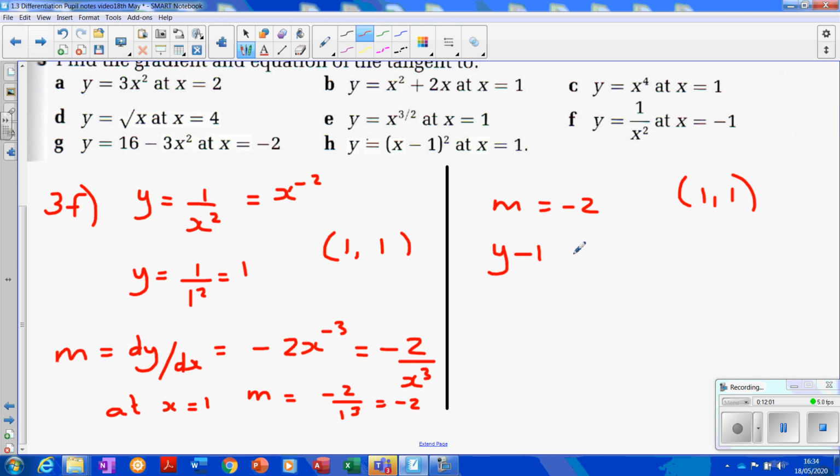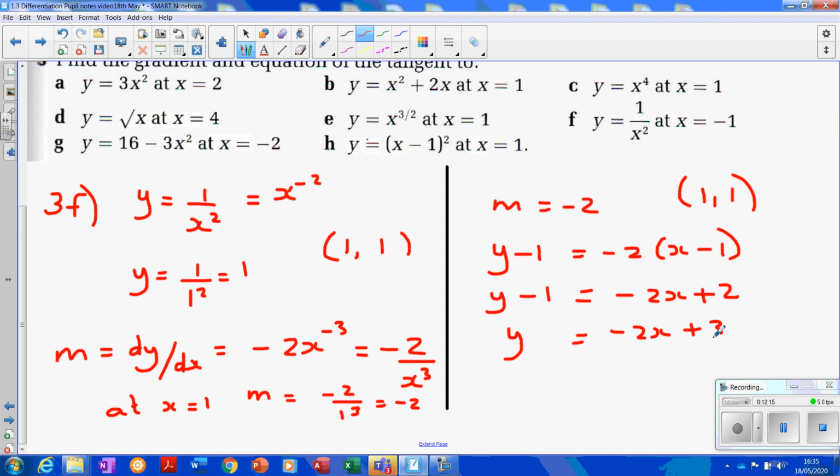So y minus b, y minus 1, is equal to m times x minus a. So y minus 1 is equal to minus 2x plus 2. Add 1 onto both sides. So y is equal to minus 2x plus 3.